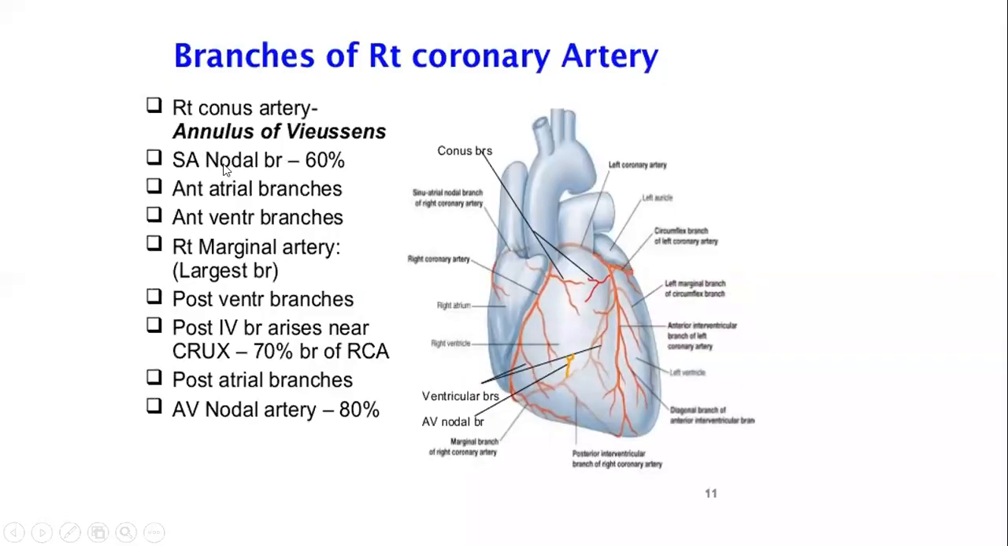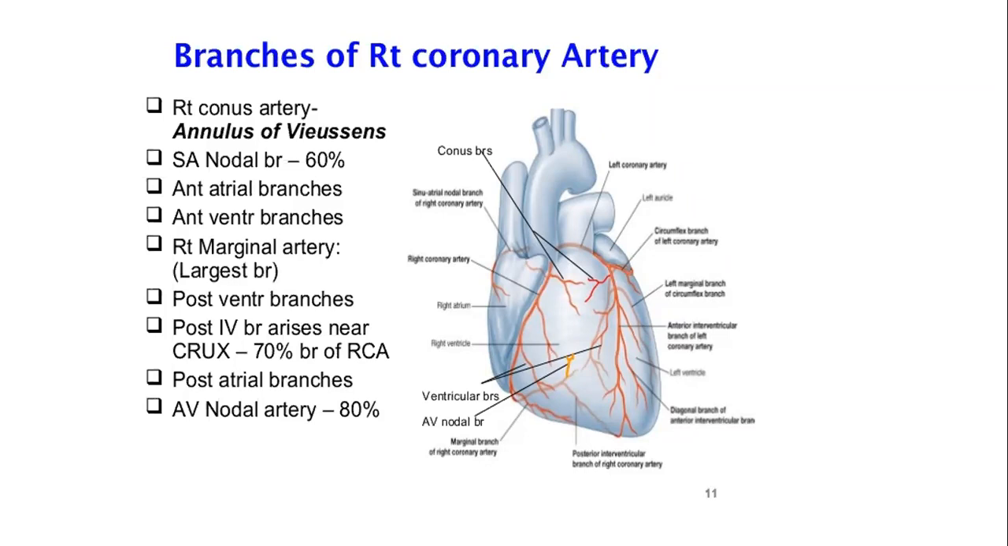So the SA nodal branch, which in 60% of the population arises as a branch of right coronary artery, arises from the right coronary artery near the origin of the artery itself. And it ascends to the SA node, which is the area of the heart concerned with the conducting system of the heart. It is distributed to the pulmonary trunk and SA node.